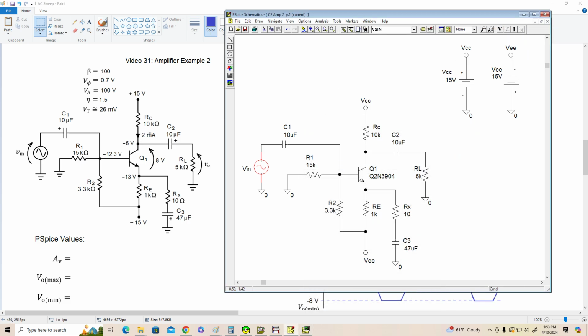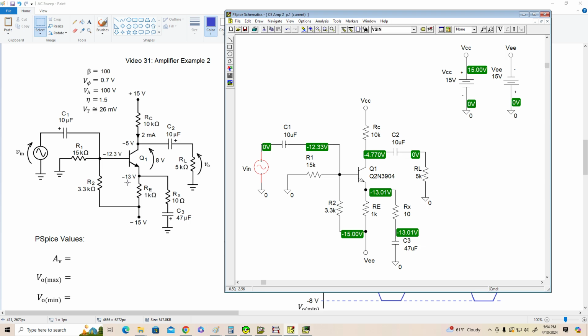We expect to get 2 milliamps collector current, around 8 volts for VCE, and -5, -12.3, and -13 for our collector, base, and emitter voltages. Let's see what PSpice tells us. All right, PSpice says we've got -4.7 at the collector, we're looking for -5. That's good. Our base should be -12.33. We predicted -12.3. Again, a good correlation. And PSpice says our emitter is at -13.01, and we predicted -13.